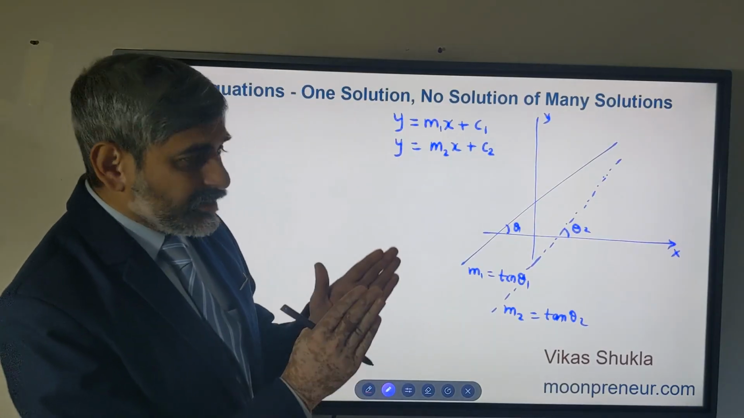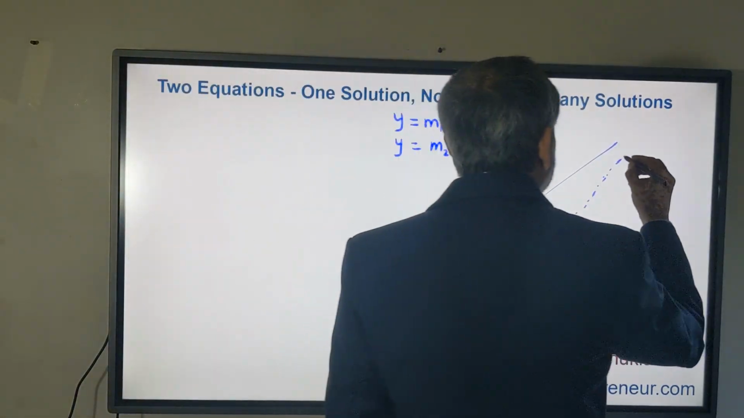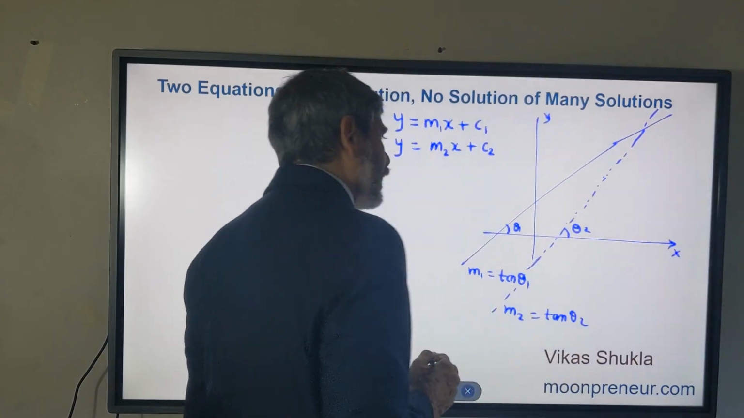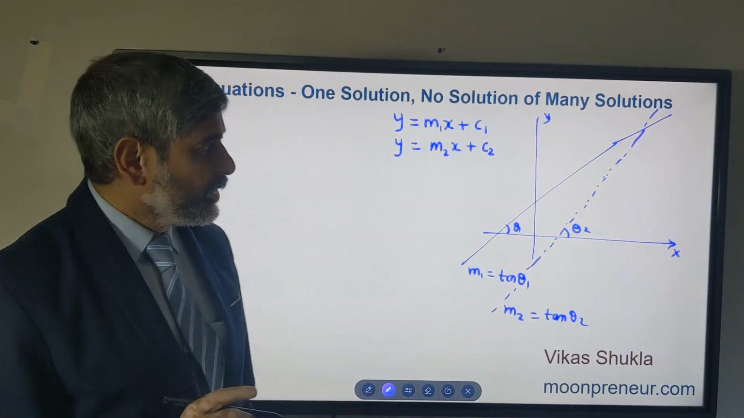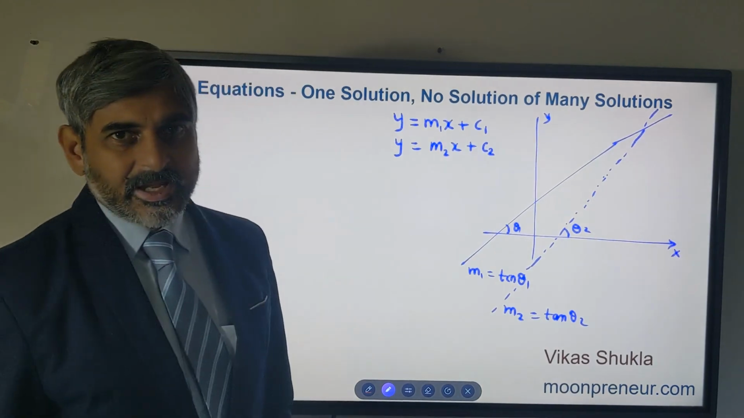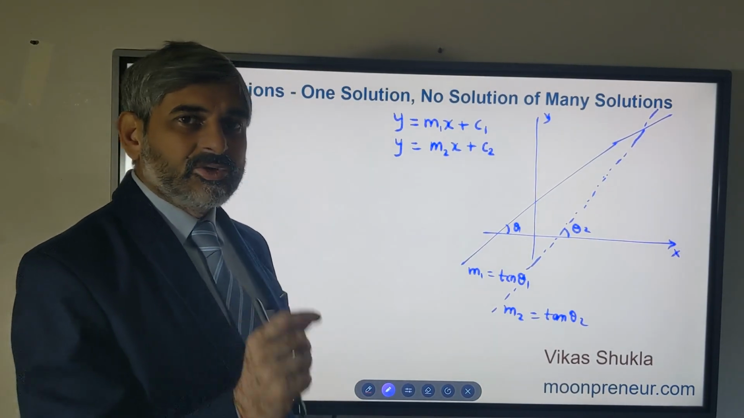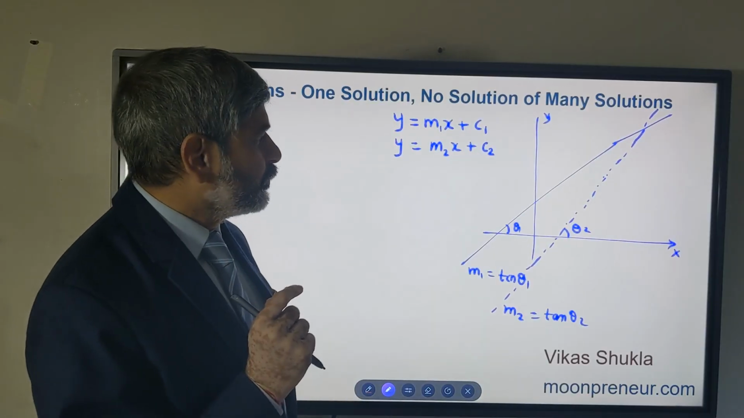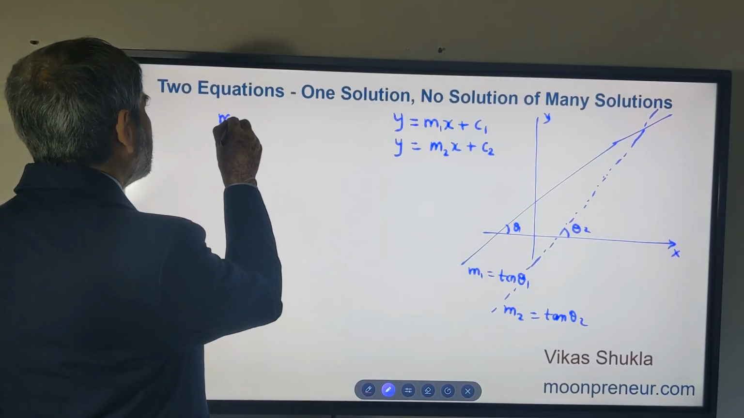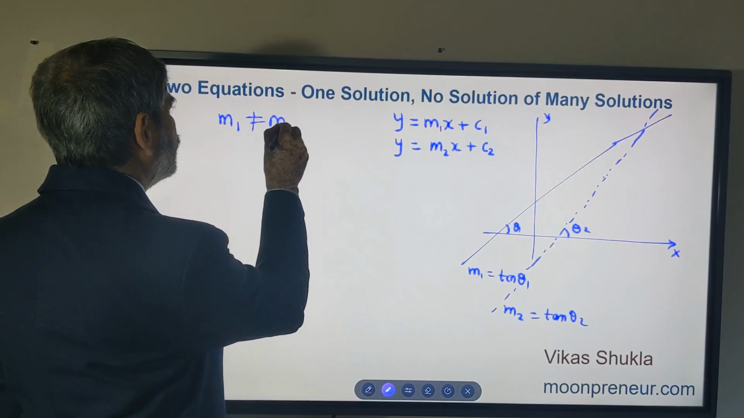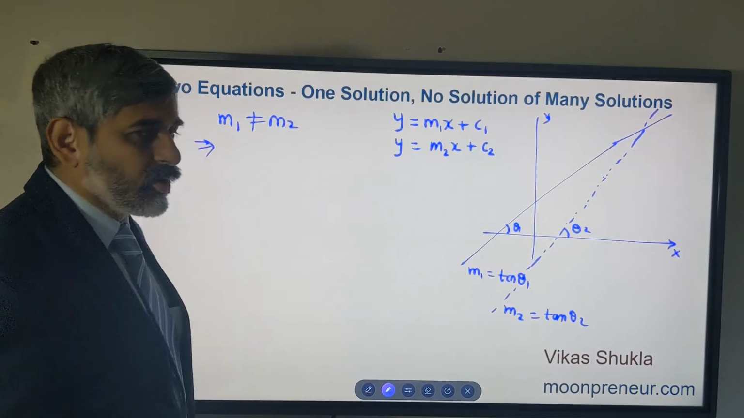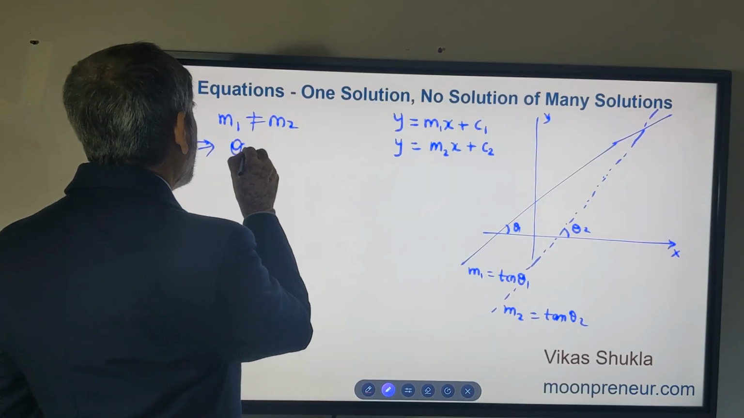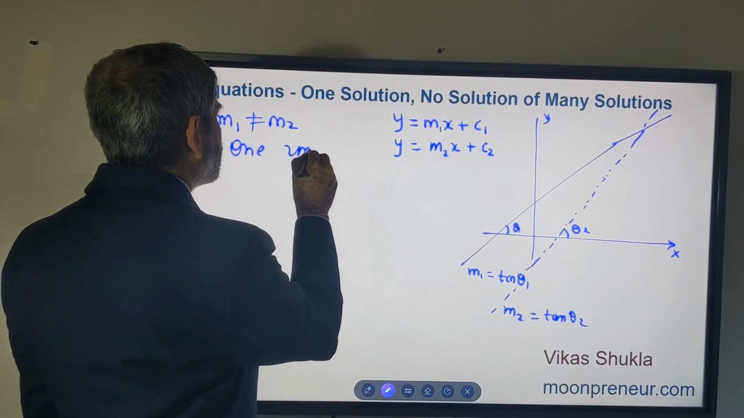and that would mean that these lines are inclined at some different angle. Now these two lines must connect at some point, at least one point, one and only one point. You just have to extend these lines and they will cut at some point. It's impossible that these two lines do not intersect at one point. So if m1 is not equal to m2, that means the lines are going to intersect each other, and under that condition we will have one unique solution.